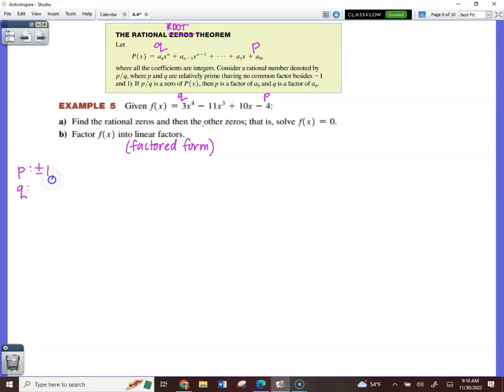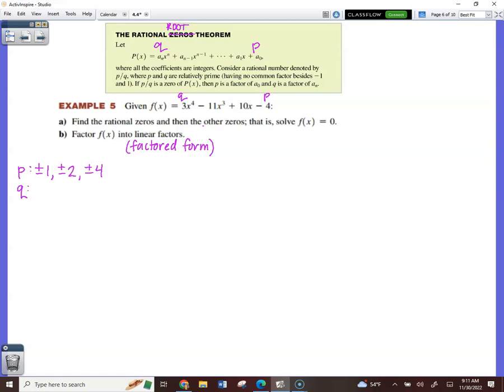Okay? What's the next number that goes into 4? Just count. 2. But you need to put plus or minus. What's the next number that goes into 4? 4. And then, of course, when you hit the number, you're done. Right?